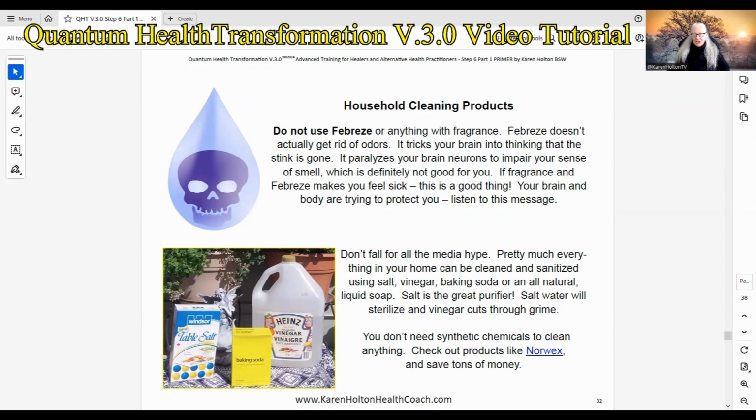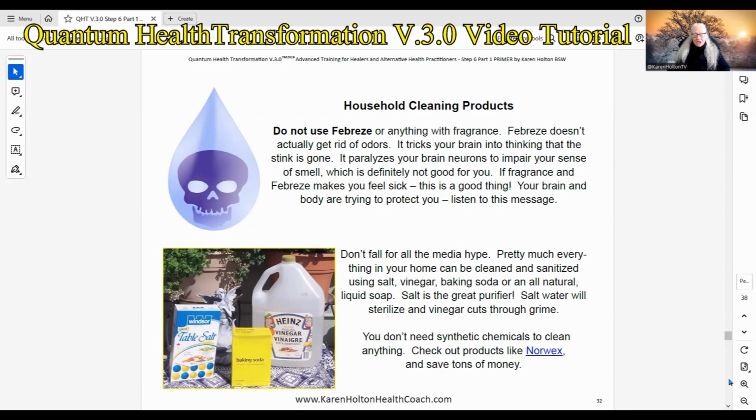Listen to this message. I'm not kidding, folks. Febreze actually paralyzes your neurons in your brain so that you don't smell the stink, and the stink is still there. Don't fall for all the media hype.